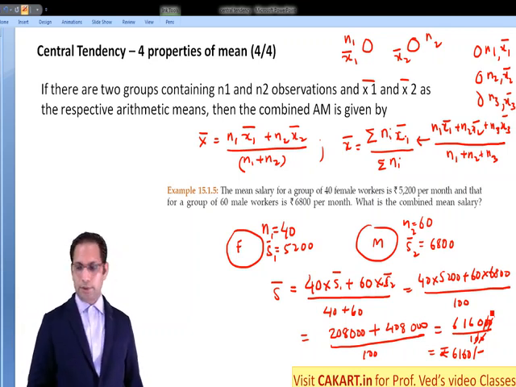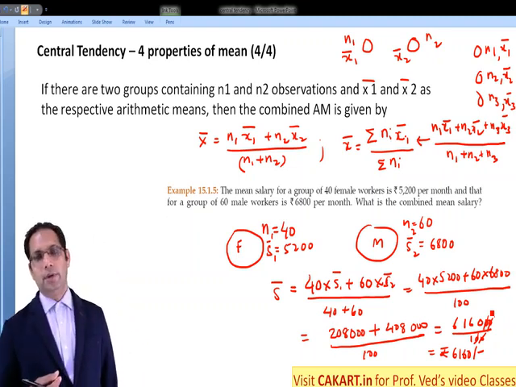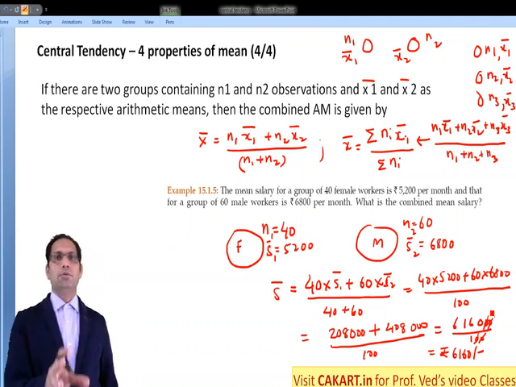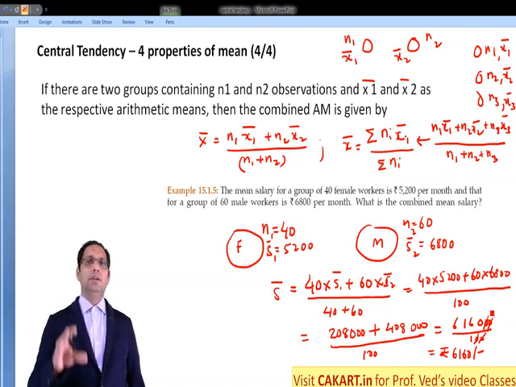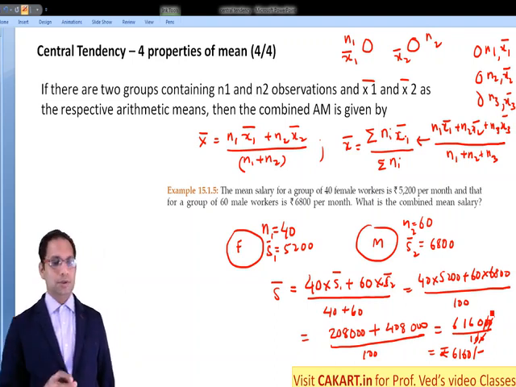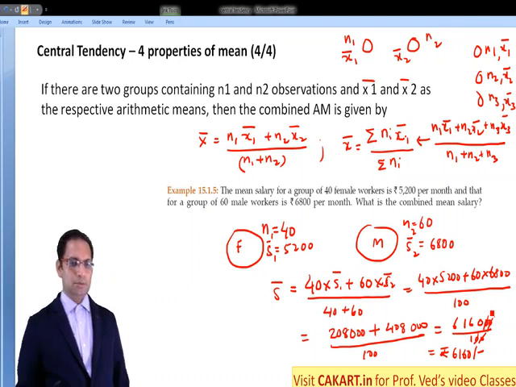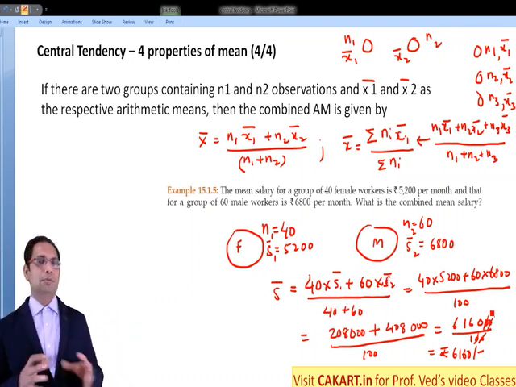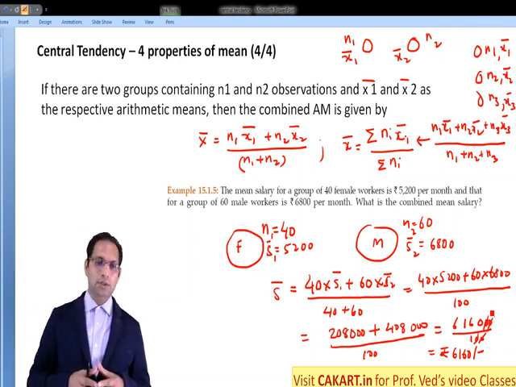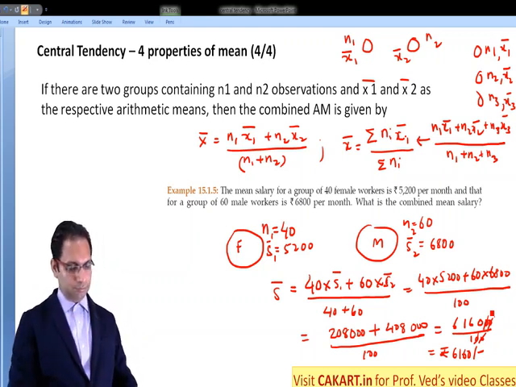Very, very simple property. If there are two or more groups given, and if the number of observations of each of the groups is given, and the arithmetic mean of each of the groups is given, the combined arithmetic mean is very easy to find, and we can use this formula to find it. That's it. So this is how much we need to know about mean. Now let us go ahead and find out what is median.